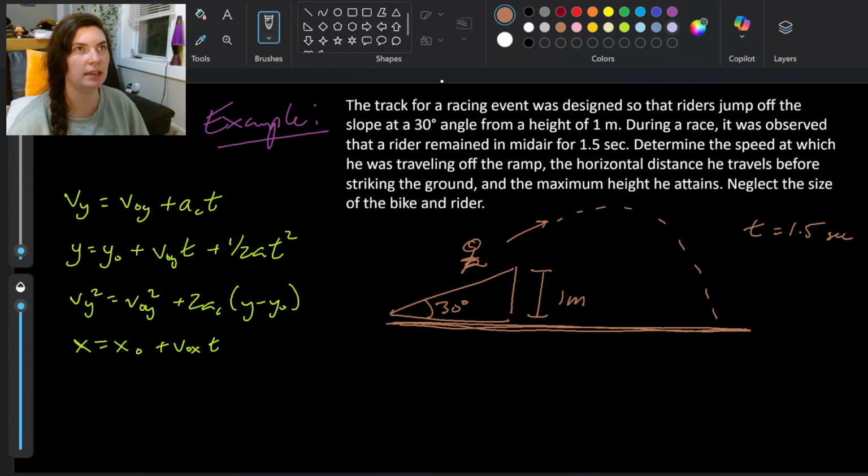So what do those look like in variable terms? The speed at which he's traveling off the ramp, that's going to be our initial velocity. So we're going to find initial velocity. We want to find the horizontal distance he travels before striking the ground. This distance, you can call it something like d, but really it's going to be our distance x.